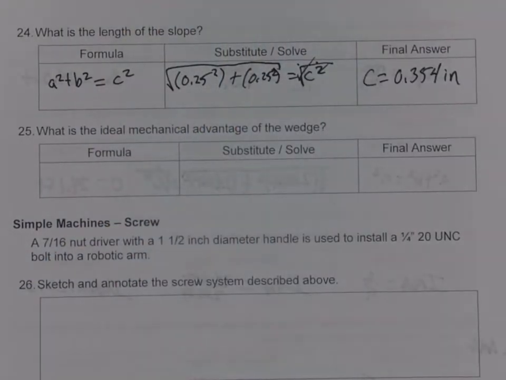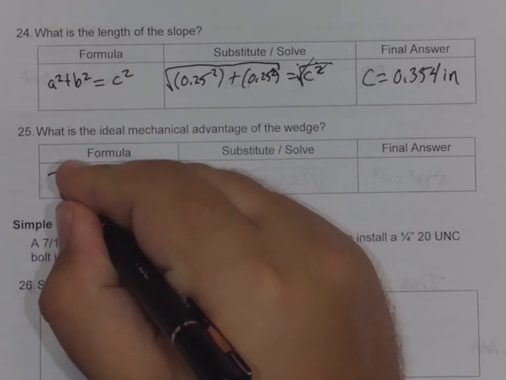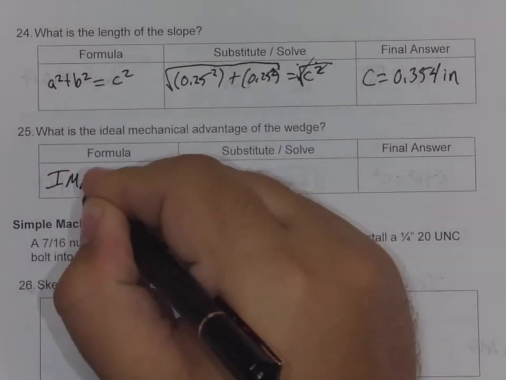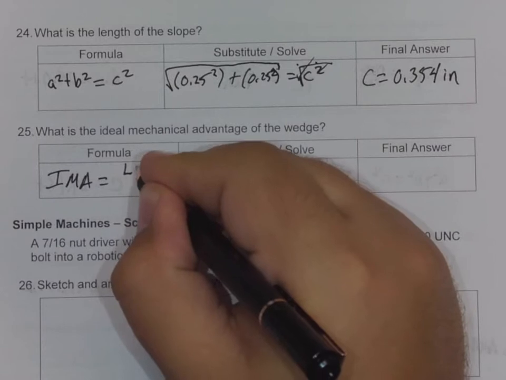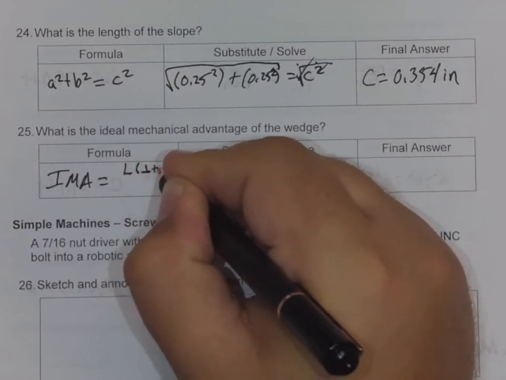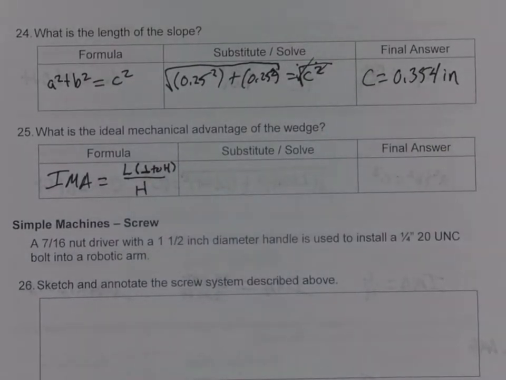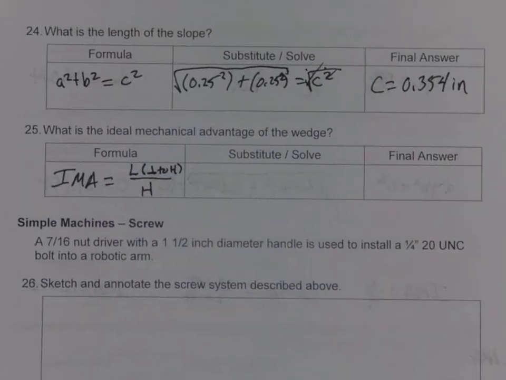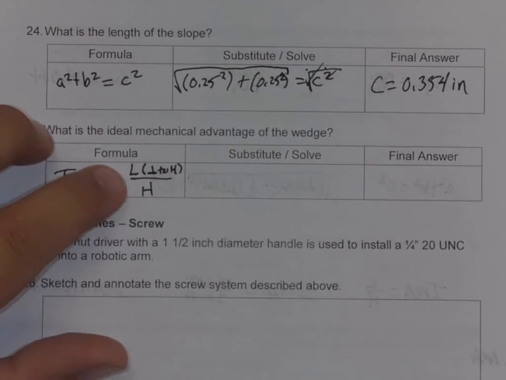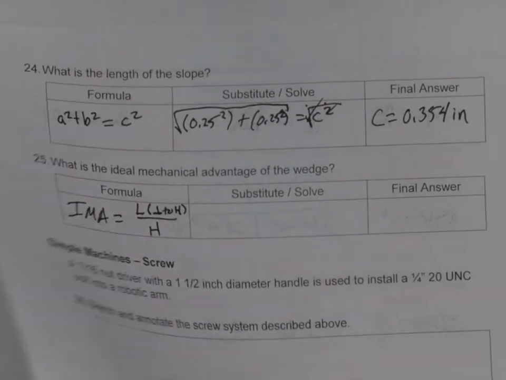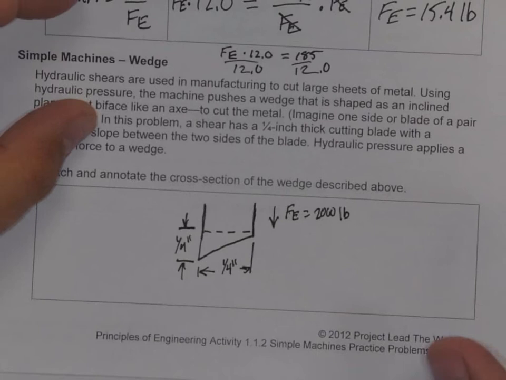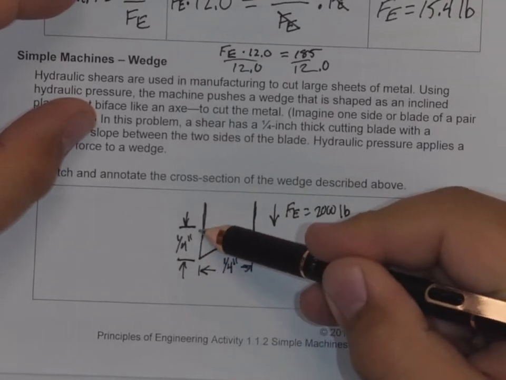Now, as we take a look, we've got to look at the ideal mechanical advantage. For a wedge, they say we want the length that is perpendicular to the height divided by the height. This is going to be a little bit of a tricky scenario because we want to see what is the length that's perpendicular to the height. So let's take a look back at our sketch here. Here's the height of our blade.